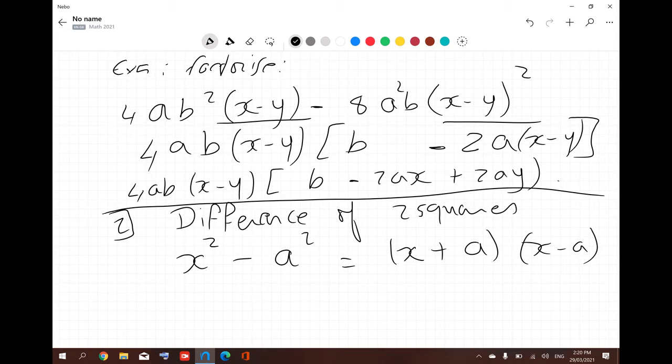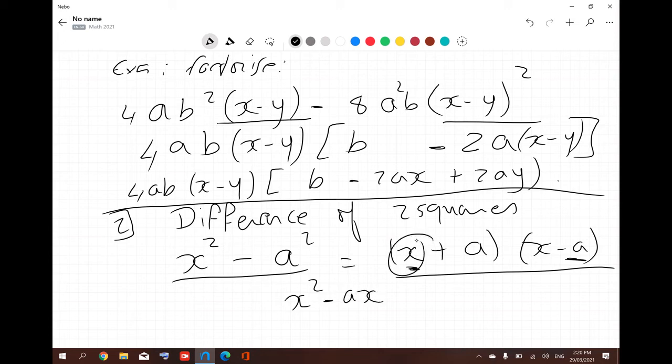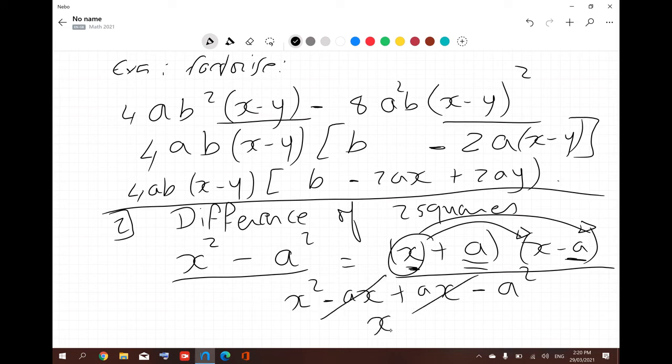And to prove it is very easy. If I expand this, I must get back to this term. So x times x will end up as x squared. X times negative a is negative ax. This term is already multiplied by these 2, so this is done. Now I'll get this term, which is positive a times x, I'll get positive ax, and then positive a times negative a, I'll get negative a squared. These 2 terms will cancel, and I will end up with x squared minus a squared.